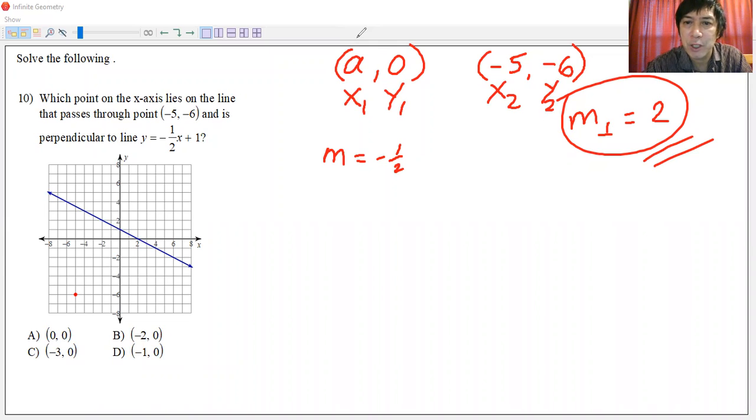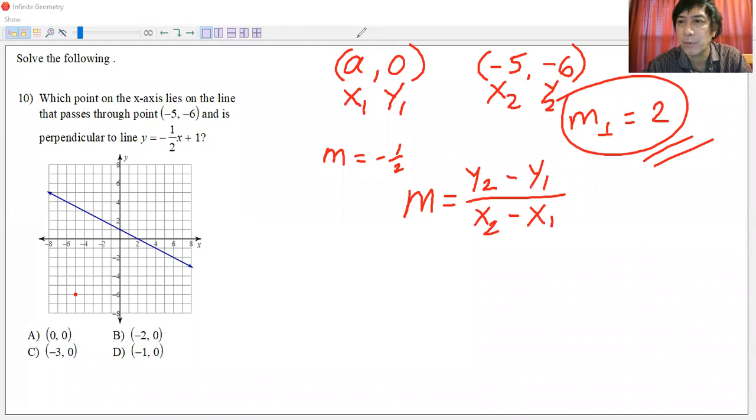So we can still use the same formula for a slope, y2 minus y1 over x2 minus x1. So we will use the slope too, and let us substitute our numbers. Y2 minus y1, that means negative 6 minus our y1, which is 0, okay? And then we have x2, that's negative 5, minus our x1, that's a, there.